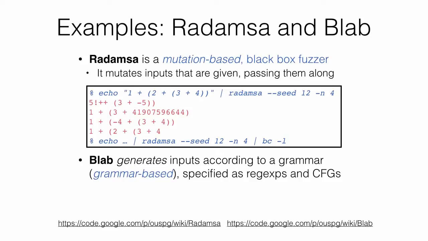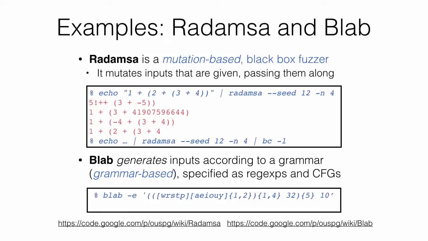Blab is a grammar-based fuzzer. The grammars are specified by the user as regular expressions and context-free grammars. So as an example, Blab would take a regular expression as a command line argument describing the legal input space, and using that regular expression, it can generate an input that can be fed to the target program.